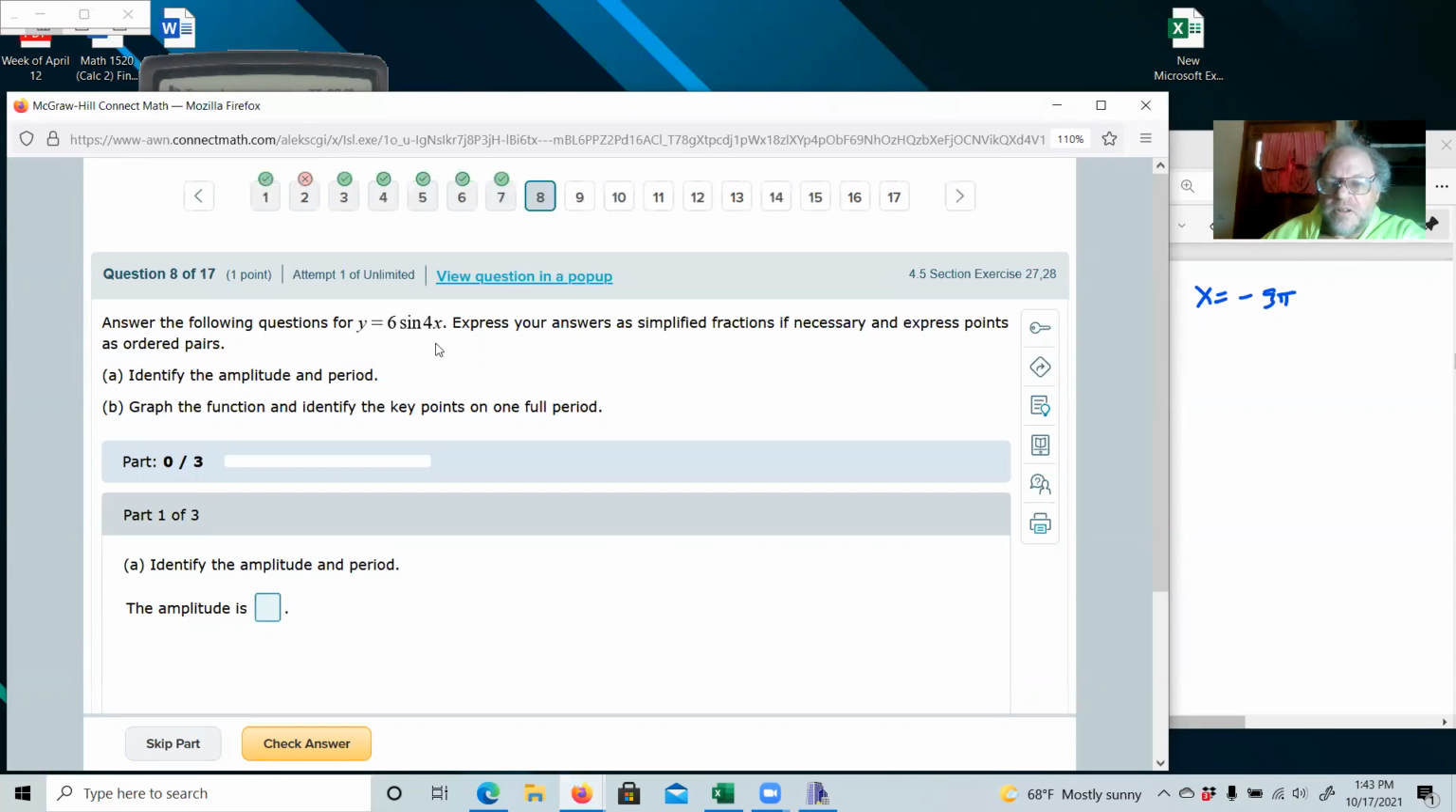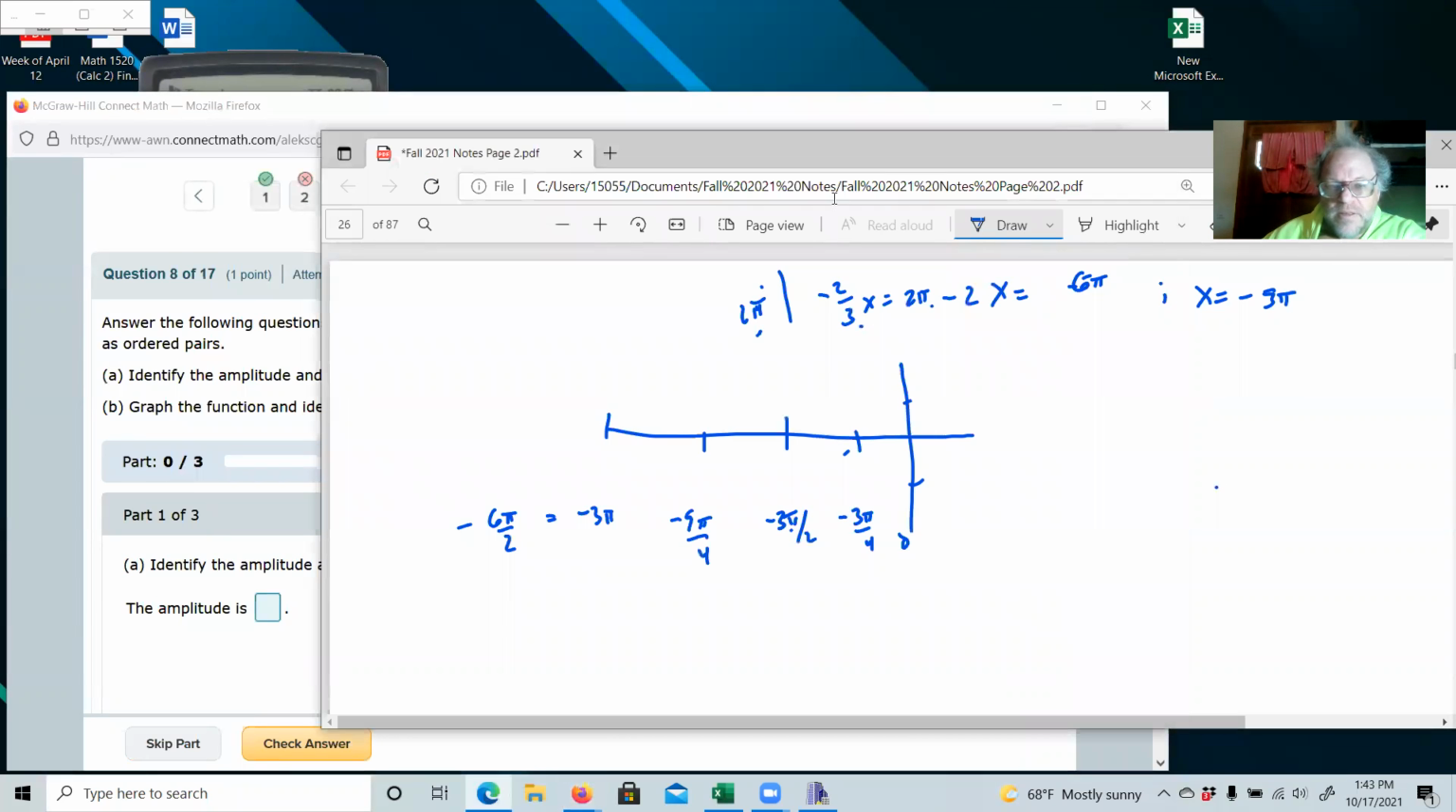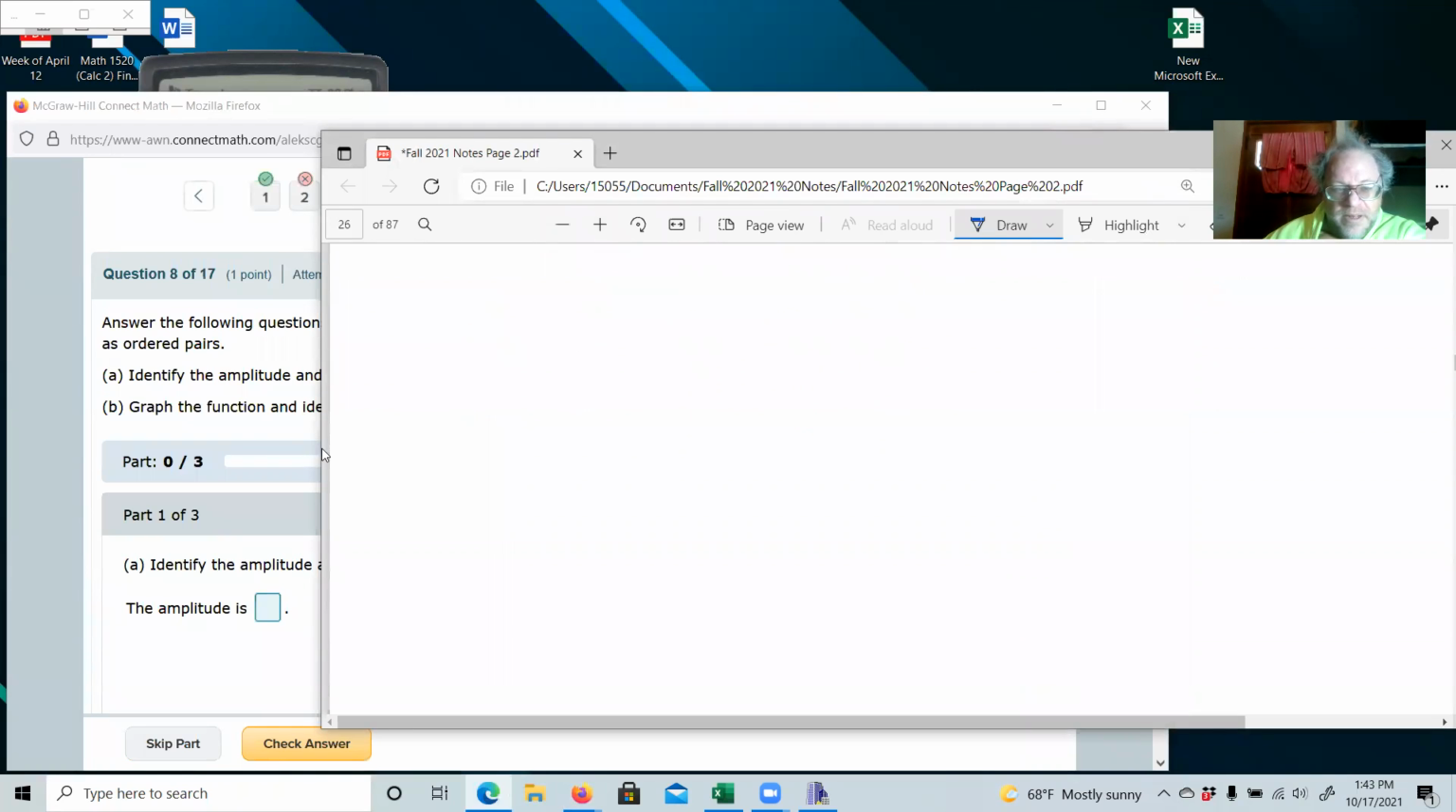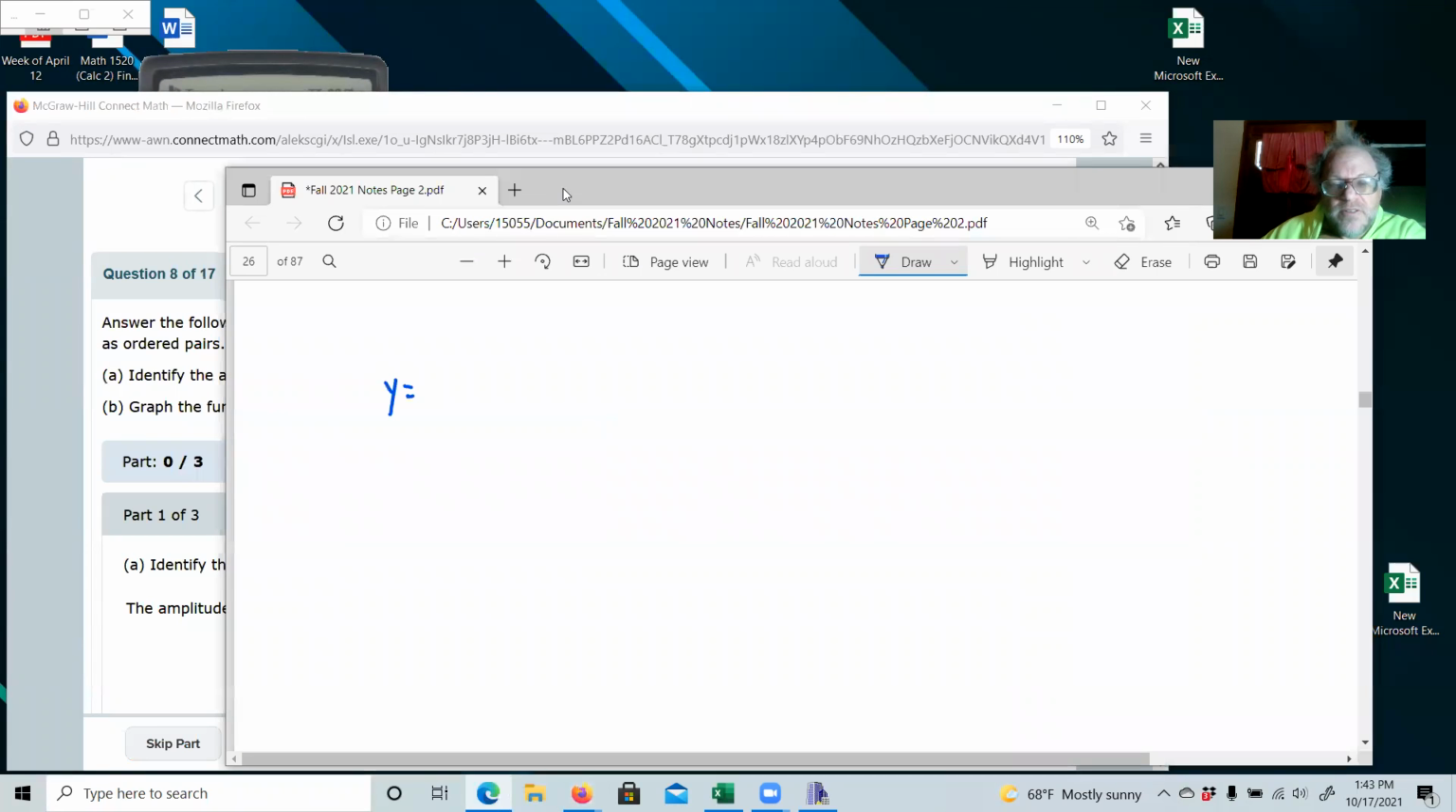Okay, let's take this one a little bit slower. We want to know amplitude and period. So if we were going to graph this, we have y is equal to 6 sine of 4x. So we have an amplitude thing going on here, and we have a period thing going on here.